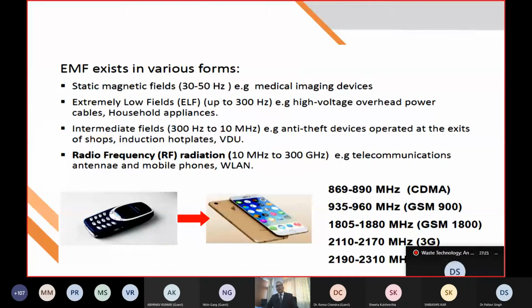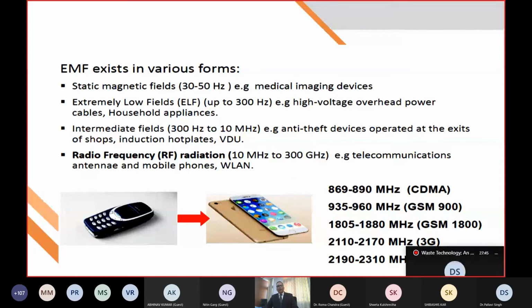Extreme low frequency is up to 300 hertz: high voltage overhead power cables, household supply. Intermediate: anti-theft devices or other devices, hot plates. These come in the intermediate fields.